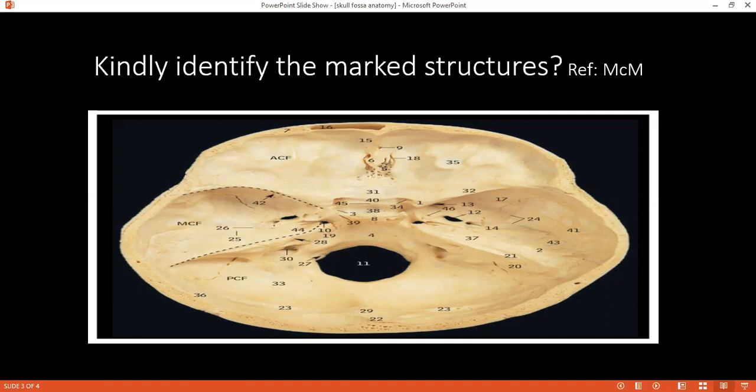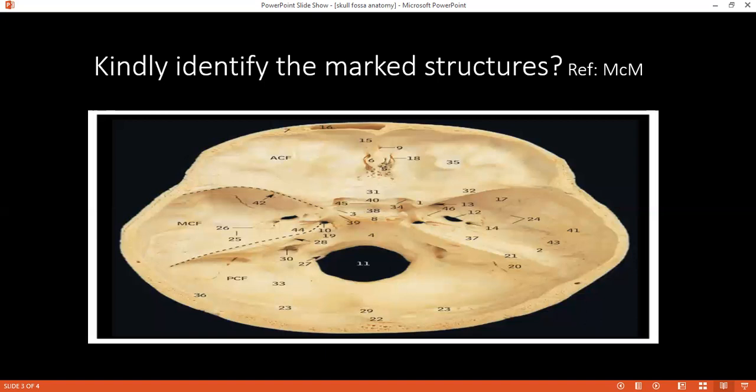Okay, the middle cranial fossa has anterior boundaries and then posterior boundaries. On the lateral side, the anterior boundary includes the lesser wing of the sphenoid bone. Anteromedially, it is bounded by the limbus of the sphenoid bone. Then posteriorly, on the lateral side, it is bounded by the superior part of the petrous part of the temporal bone. And then posteriorly, it is bounded by the dorsum sellae of the sphenoid bone.